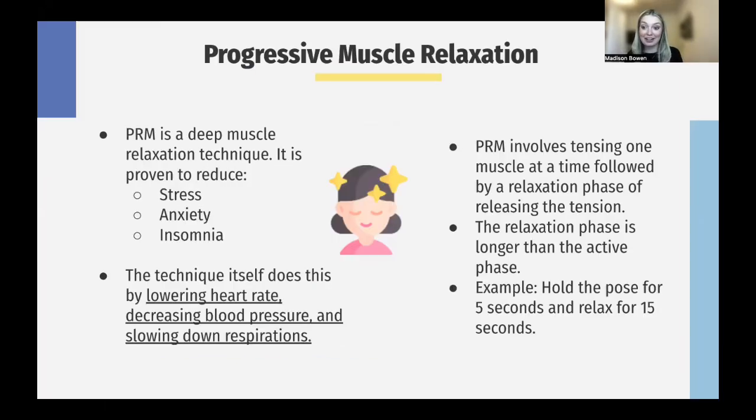So our next technique we're going to cover is progressive muscle relaxation, or PMR. This is a deep muscle relaxation technique that's proven to reduce anxiety, stress, and insomnia. The technique itself does this by lowering heart rate, decreasing blood pressure, and slowing down our breathing patterns or our respirations. It involves tensing one muscle at a time, followed by a relaxation phase of releasing that tension. The relaxation phase is often longer than the active phase. So, for example, holding a pose for 5 seconds and then relaxing for 15.